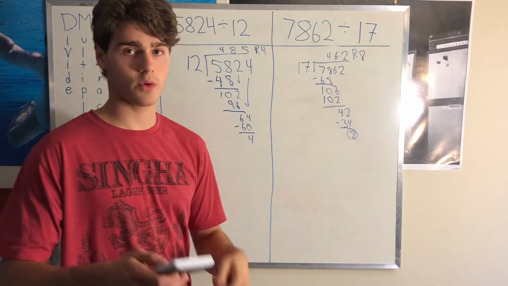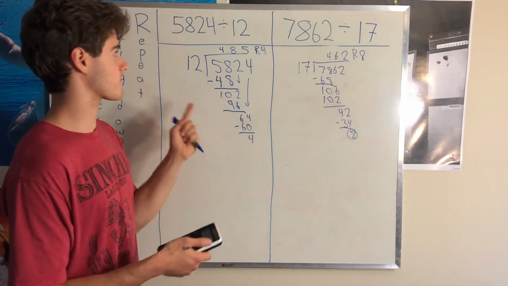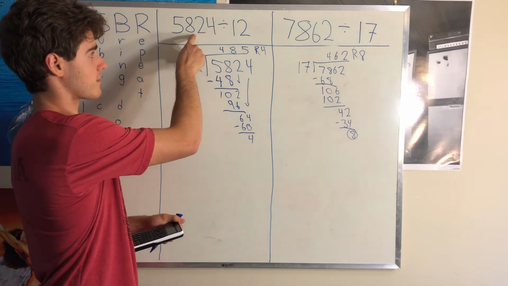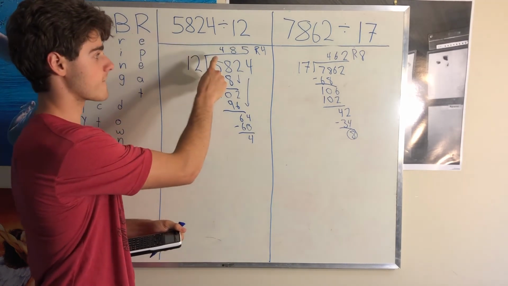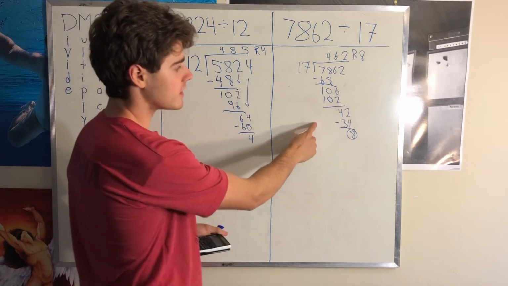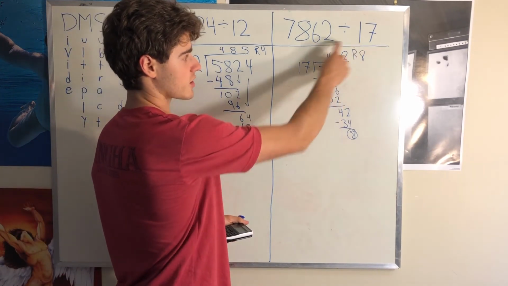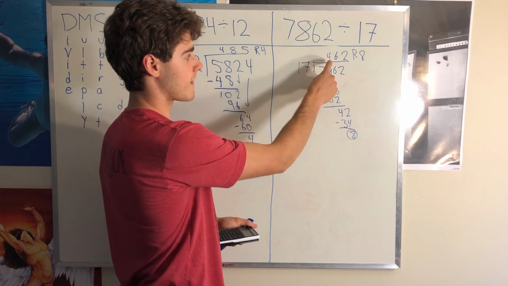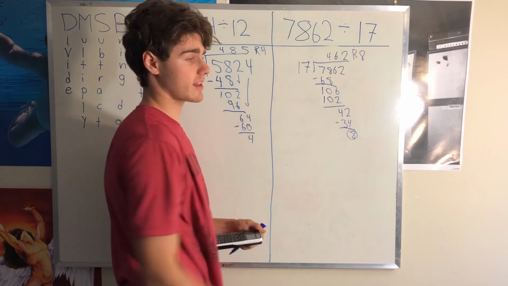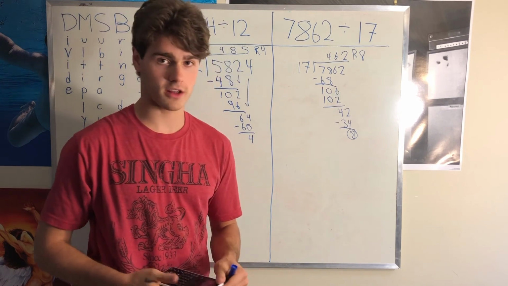So again, what does this all mean? In our first example, this means that the number 12 goes into this number, 5,824, 485 times, and there will be 4 left over. Here, same idea. 17 goes into 7,862, 462 times, with a remainder of 8, so there's 8 left over. This is an important skill in math.